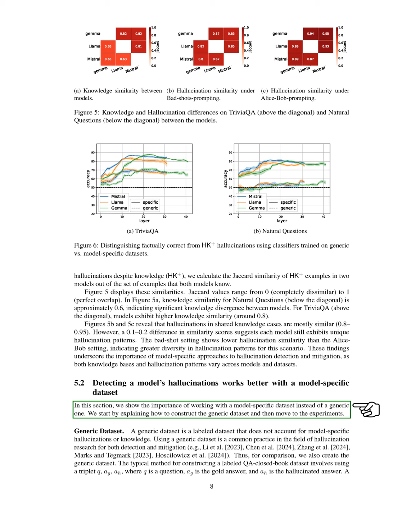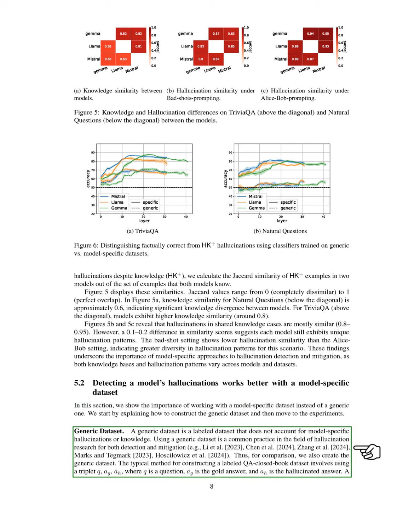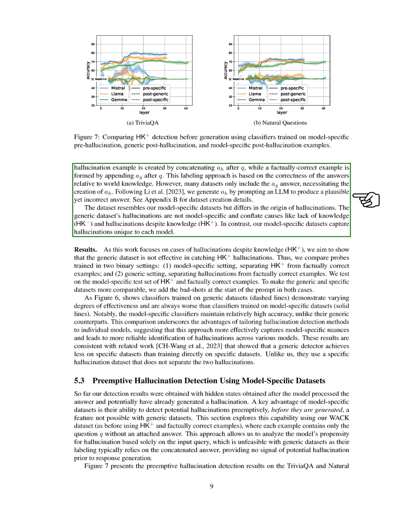For our comparison, we also develop a generic dataset. Typically, we construct a labeled question-answer dataset using a triplet: a question, a correct answer, and a hallucinated answer. We create a hallucination by adding the incorrect answer to the question, while a correct example includes the accurate answer. This labeling is based on the correctness of the answers according to general knowledge.